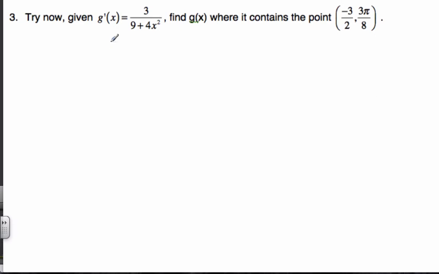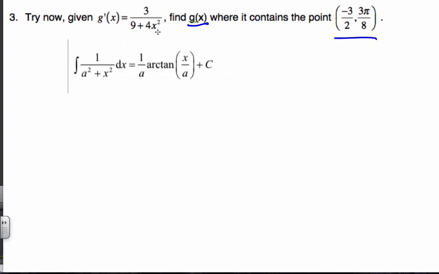So question 3 here, we know g prime is 3 over 9 plus 4x squared, and we want to find g of x where it contains this point. This looks to me to be the form of arctangent, because it's 9 plus 4x squared. So if I rewrite this, I'm looking for the integral of 3 over 3 squared plus 2 squared x squared dx. That's a rewrite of g prime.